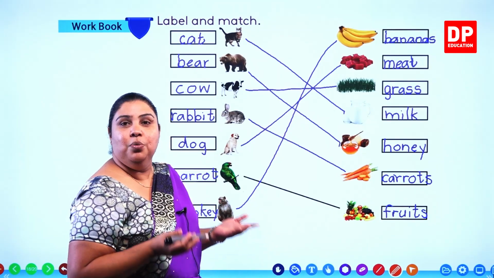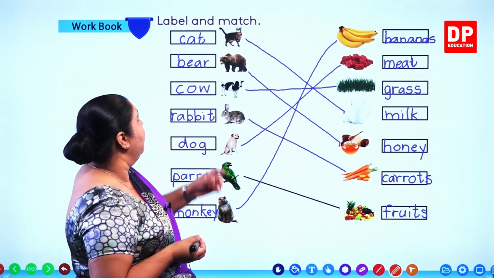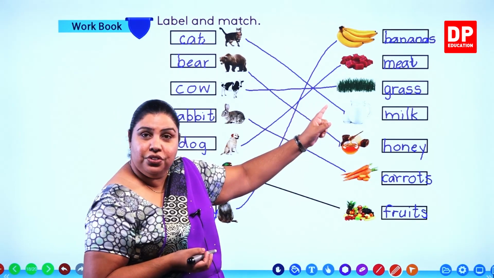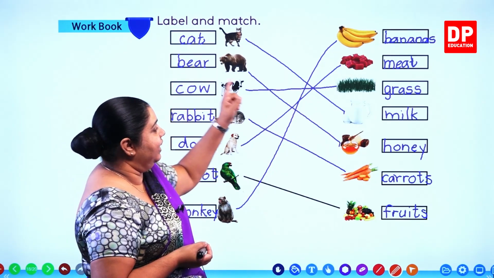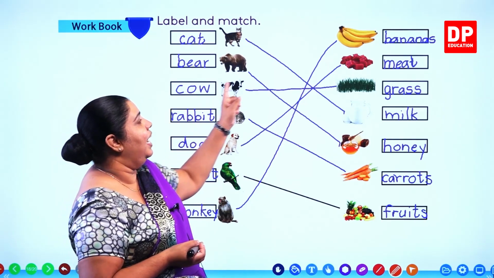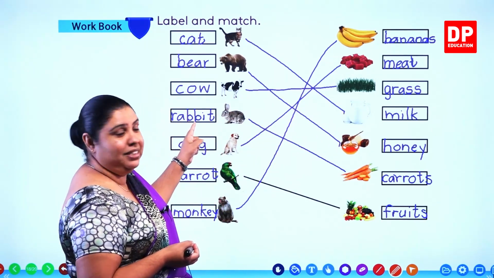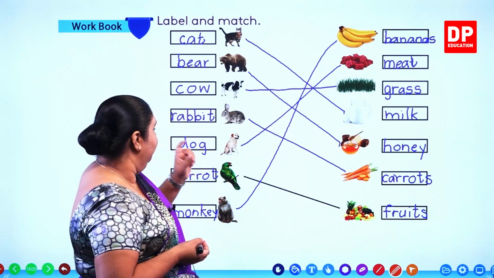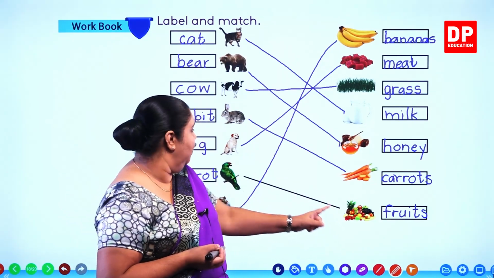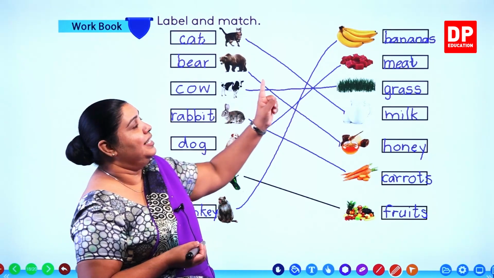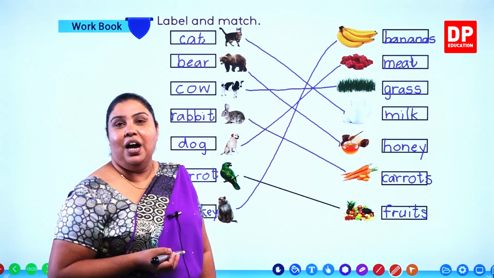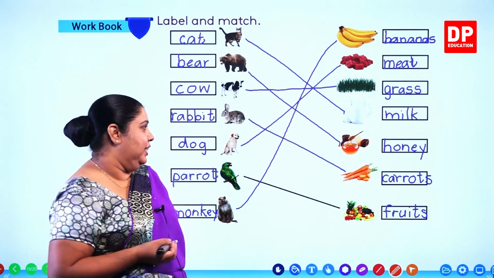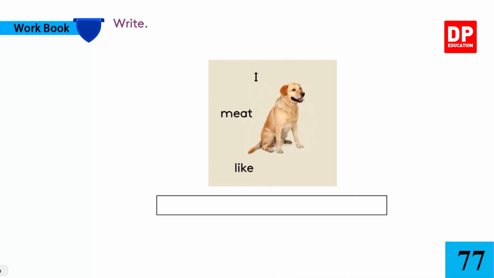So let's read and see what each of these animals love to eat. Cat loves to drink milk. Cats love to drink milk. Bear likes honey. The cow likes grass. The rabbit likes carrots. The dog likes meat. The parrot likes fruits. And the monkey likes bananas. So that is how we are going to match the animal to its favorite food, the food that they like to eat. Now we have another workbook activity.